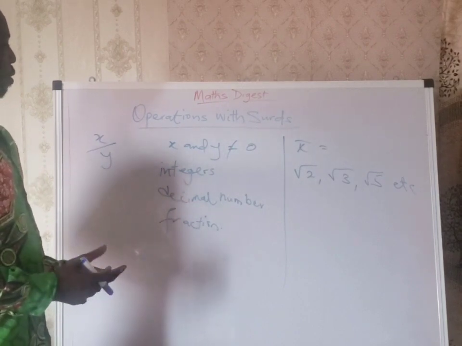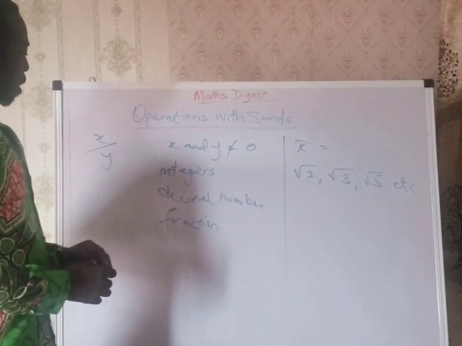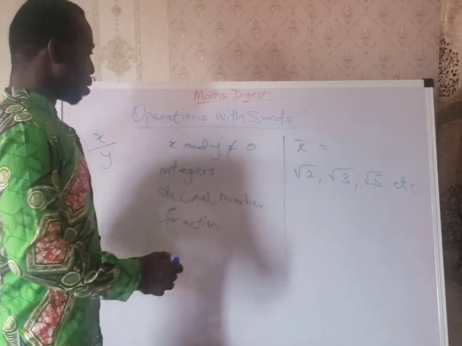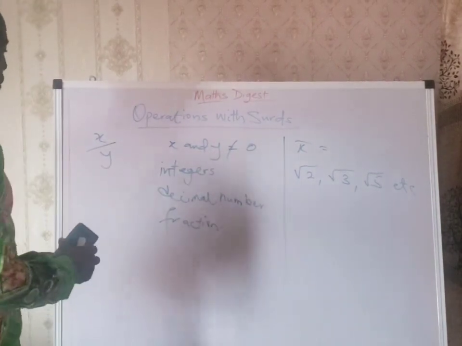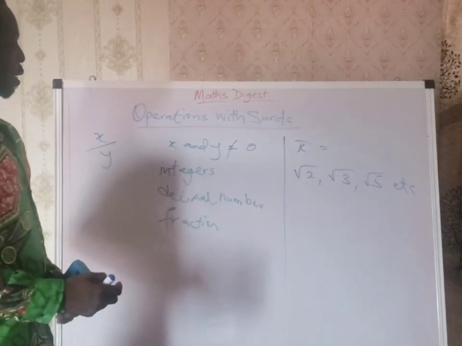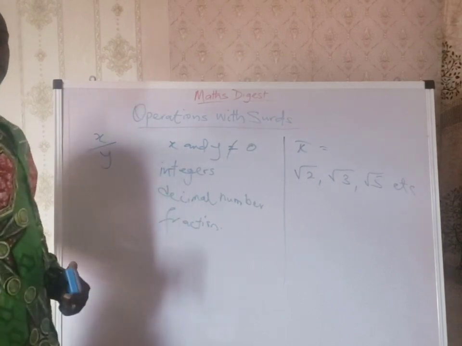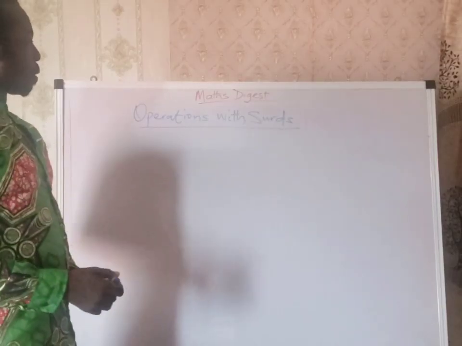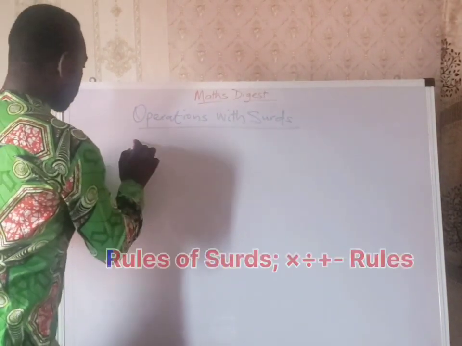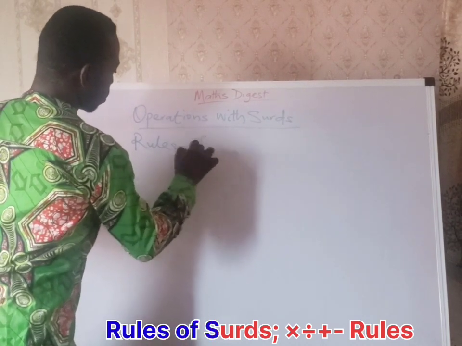Now we have four rules for surd. Rules of surd. We have multiplication, we have division, we have addition, we have subtraction. So let's get it so that we can give a little explanation on that. When you are dealing with operations with surd, you make sure you know about these rules.